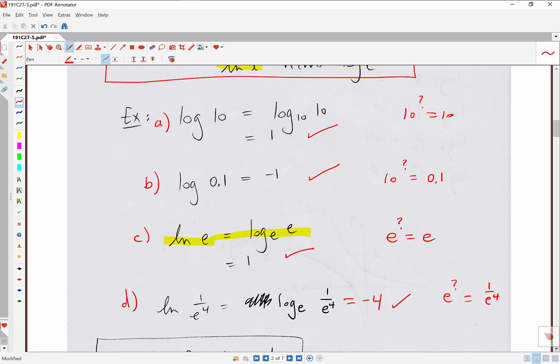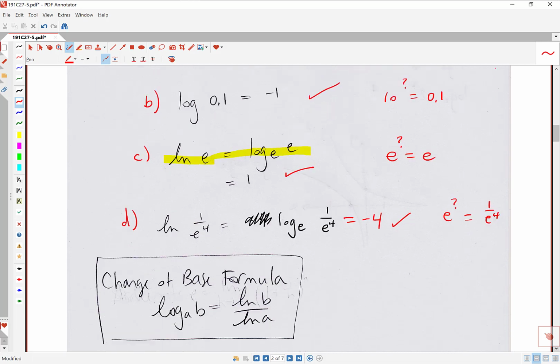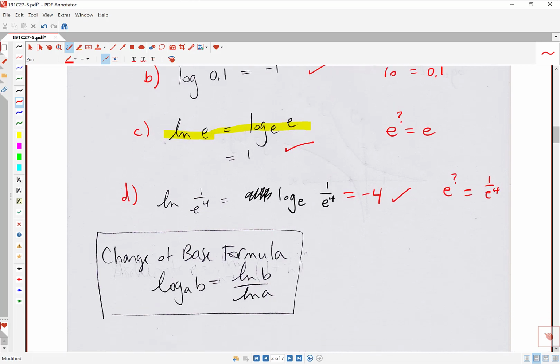Now calculators can only compute log base 10 and log base e. A calculator cannot compute log base 5. It would just have to have too many functions programmed into it to be able to compute logarithms to any base. So what we have is a handy formula called the change of base formula that allows us to compute logarithms to other bases pretty easily. So this is a very handy fact when it comes to computing logarithms.